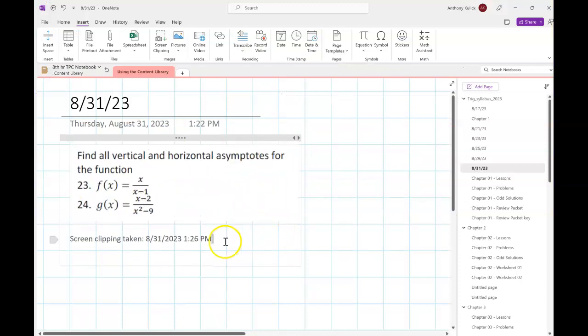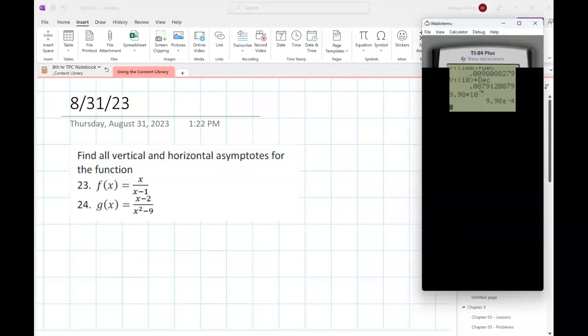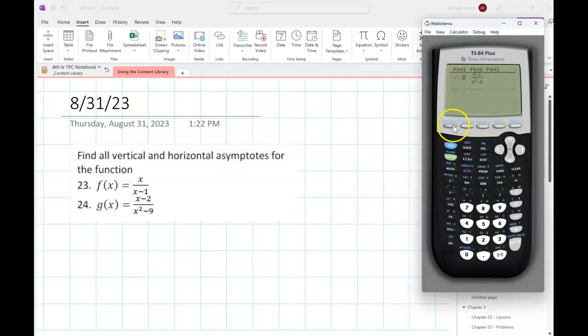So 24 says, find all vertical and horizontal asymptotes for the function. I'll start by just firing up my graphing calculator. I'm going to type this in. Hey, look at that, it's already in there. I'll go ahead and graph and take a look.